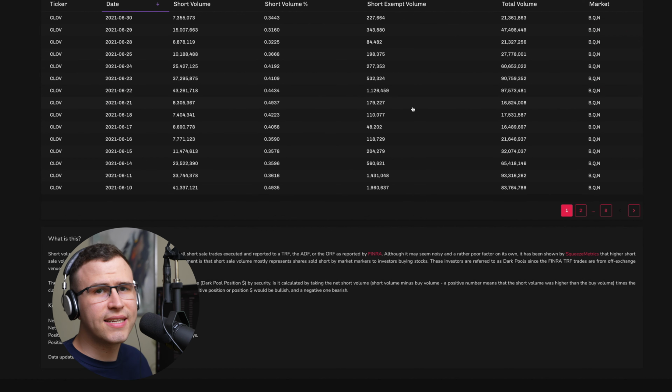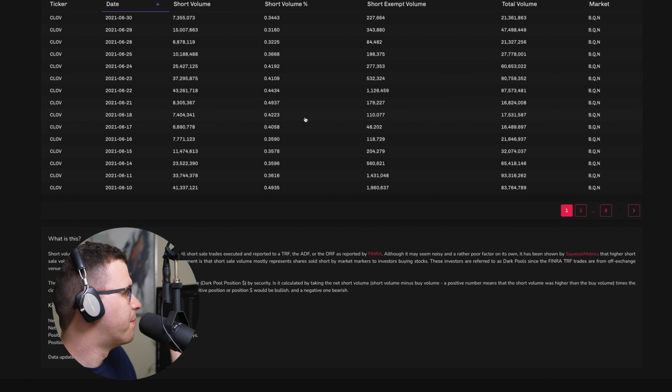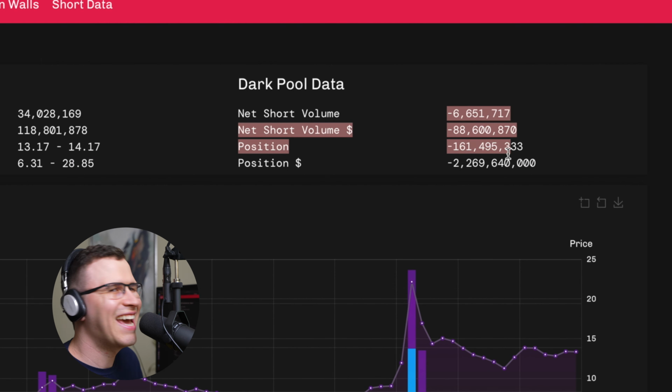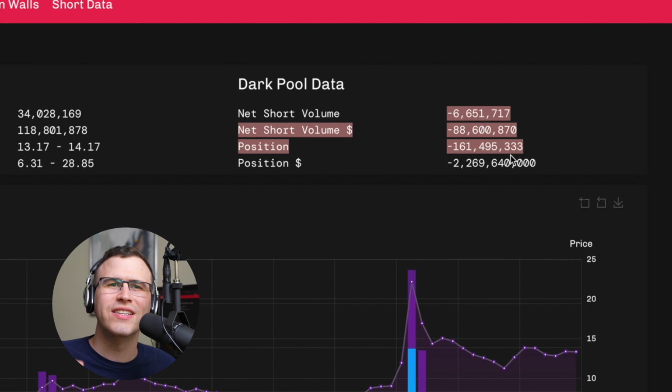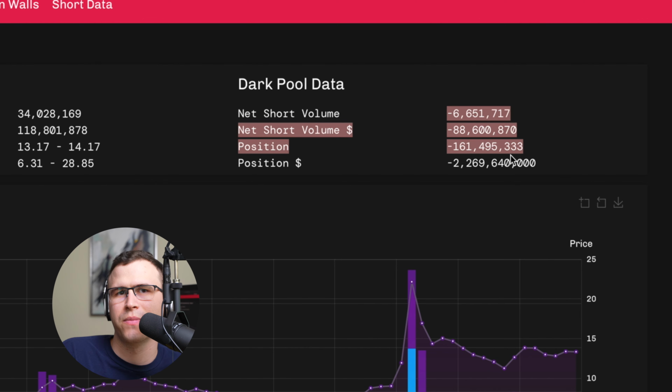So this indicates that because the numbers on this page are negative, CLOV is actually in a long 2.269 billion position as a cumulative total of the last 20 trading days.